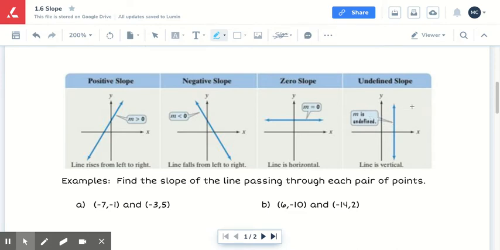And what causes m to be undefined is when you're doing the rise and the run, and you end up with a run value of 0. That makes it undefined because you're dividing by 0 then.